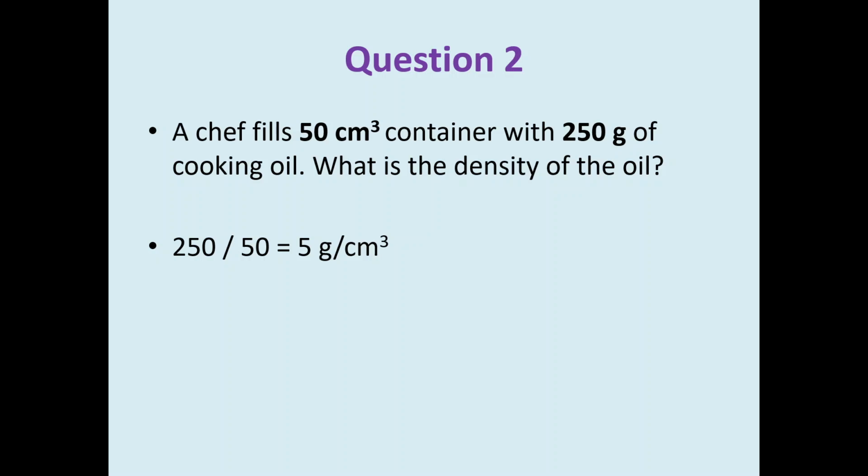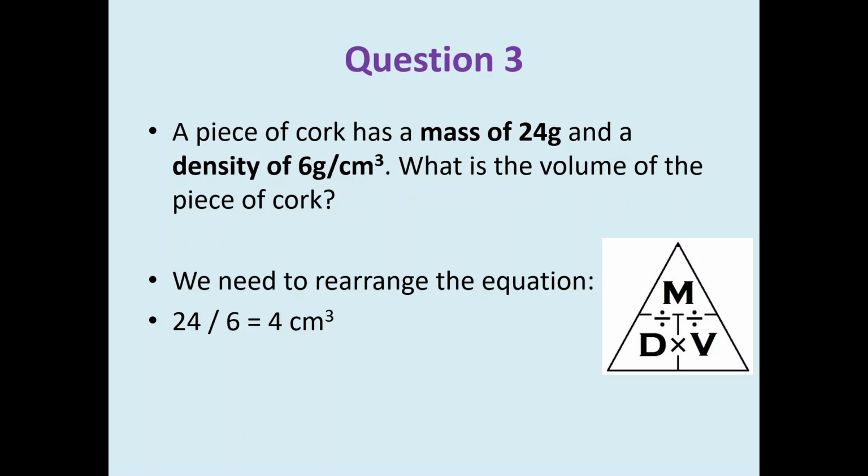If we want to make it a bit trickier though, what we can do is make you rearrange the question. So the next one, a piece of cork has a mass of 24 grams and a density of 6 grams per centimetre cubed. What is the volume of the piece of cork? So to do that, we need to rearrange the equation. You're all really good at drawing triangles. For this one, the mass would be at the top, density and volume are at the bottom. So we want to work out the volume, so we cover up the V. So let's get rid of the V. Can I do that? Yeah, there it goes. So the mass divided by the density. Our mass was 24 grams. The density is 6 grams per centimetre cubed. So 24 divided by 6 would give us an answer of 4 centimetres cubed.